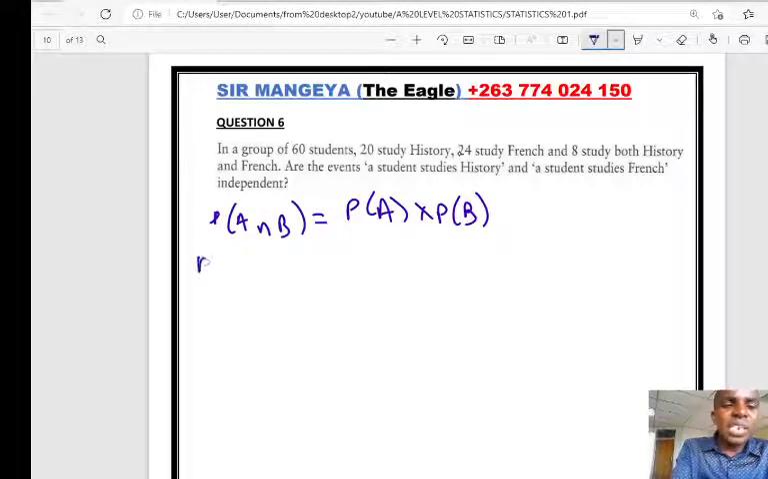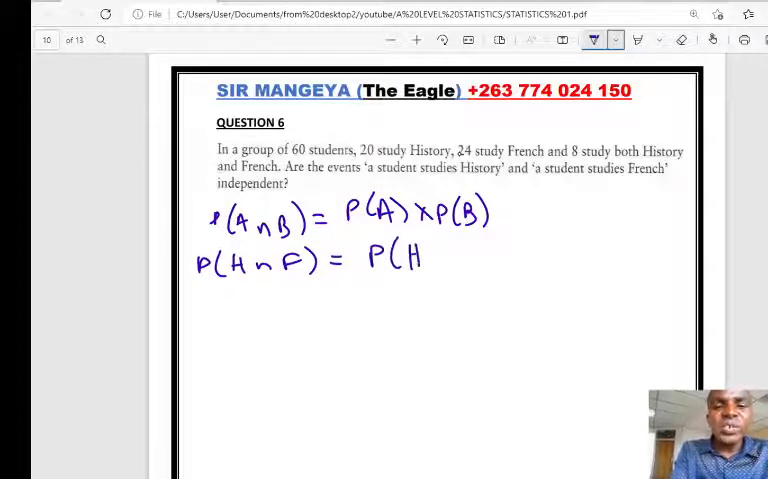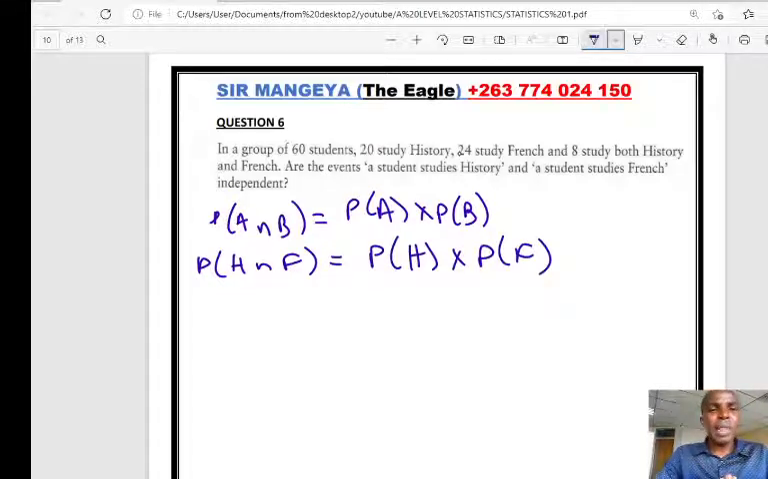If they are independent, the probability of history and French, H and F, must equal the probability of history times the probability of French. Like this. 20 study history, 24 study French, and 8 study both history and French. Are these two events independent or not?